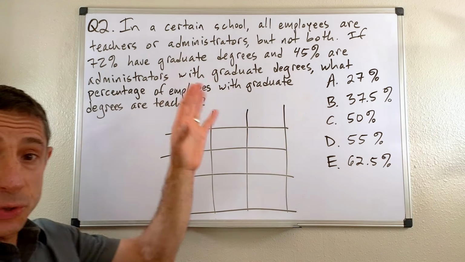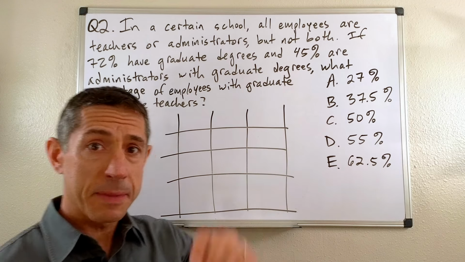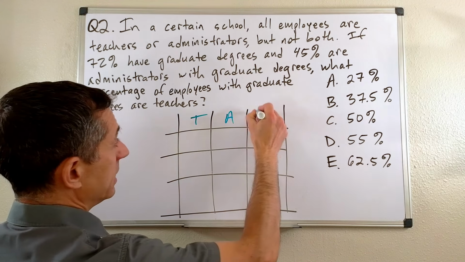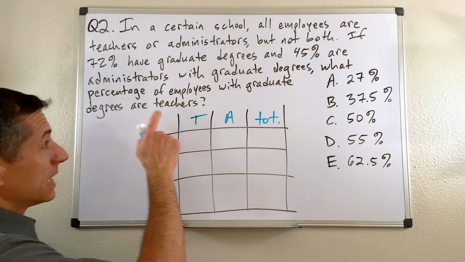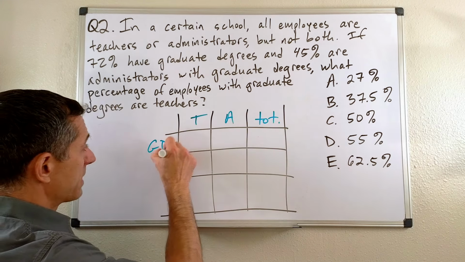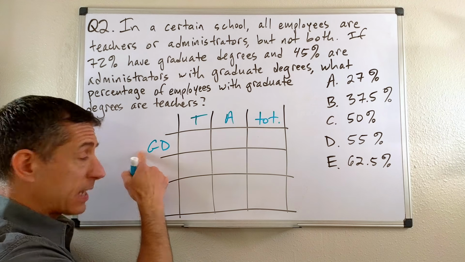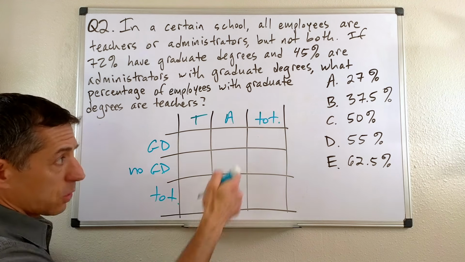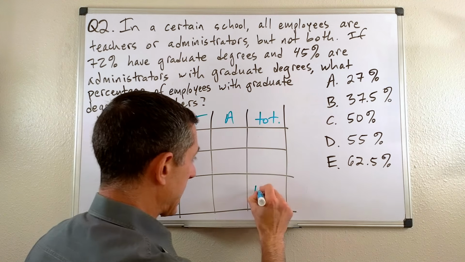In this case, we know we have two different kinds of people at the school. We've got teachers, we've got administrators. I'm going to put that up top. Either you're a teacher or you're an administrator, and we have the total. Then it talks about people with graduate degrees. And obviously there's two kinds of people in the world, people with graduate degrees and people with no graduate degrees. And the total, we know, as always, is going to add up to 100%.